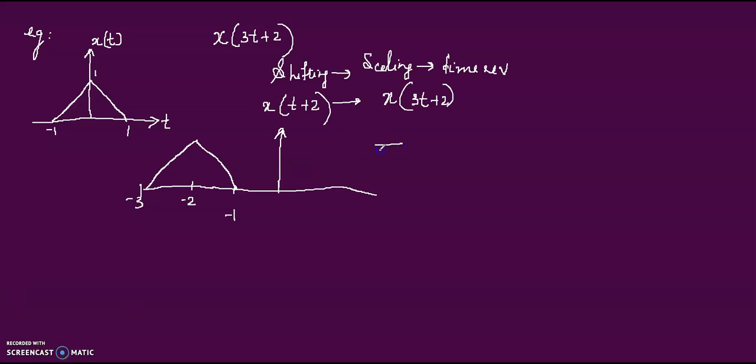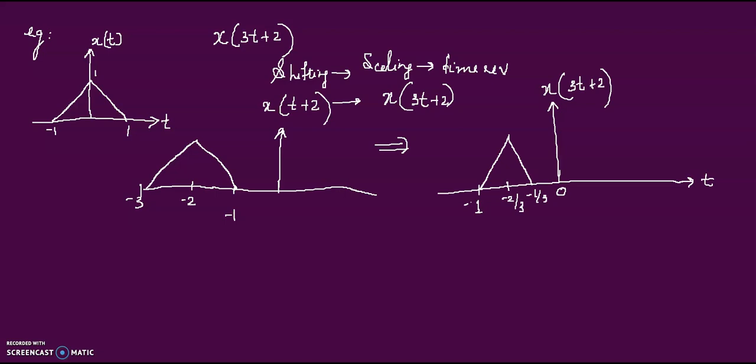Next step is scaling, to get x of 3t plus 2. It can be represented like this. All the numbers here are scaled by a factor of 3: -1 by 3, -2 by 3, and -3 by 3, which is equal to -1. Okay, we will see another example.